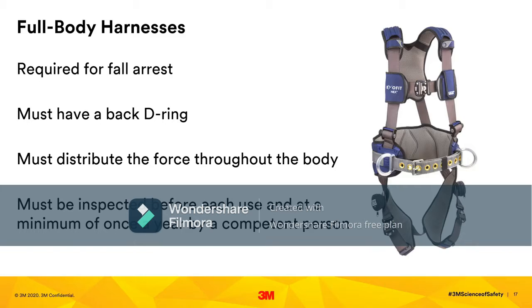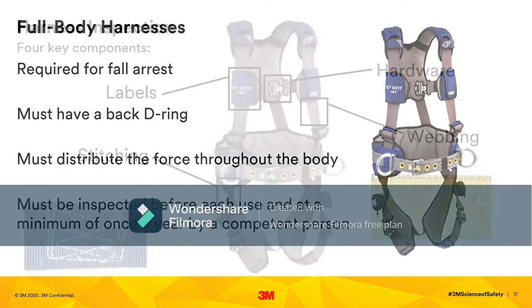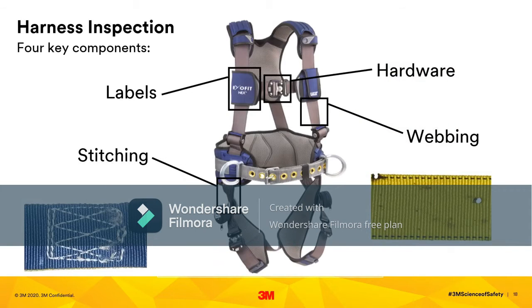Keep in mind that OSHA 1926.502 states that personal fall arrest systems shall limit the maximum resting force on an employee to 1,800 pounds when used with a full body harness. Harnesses should be inspected prior to each use and at least once a year have a documented inspection by a competent person.